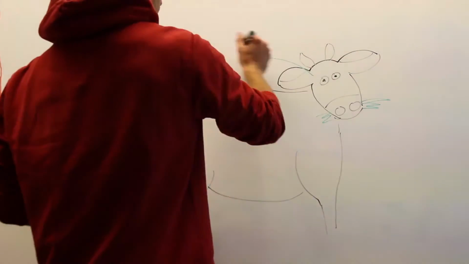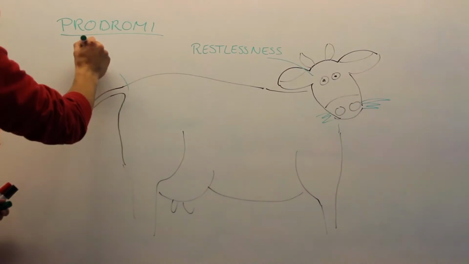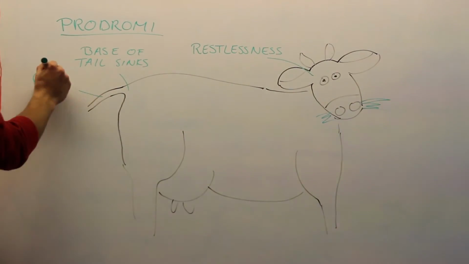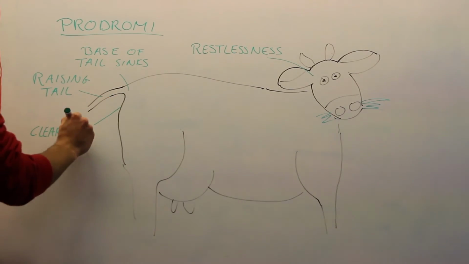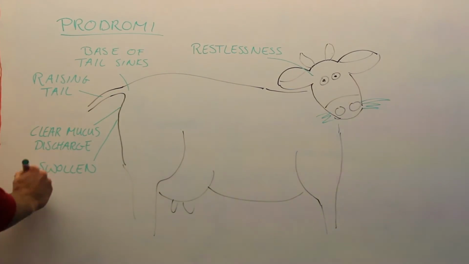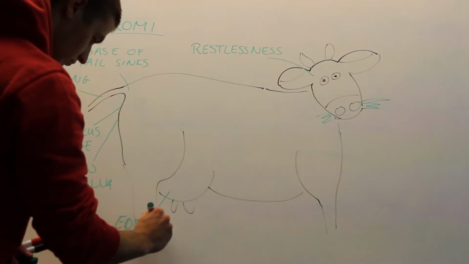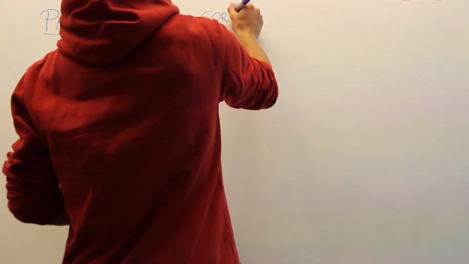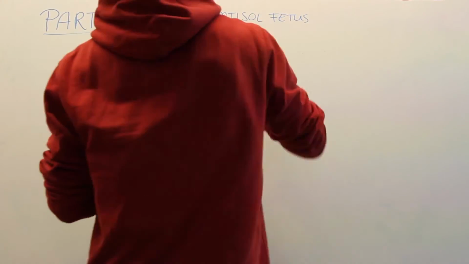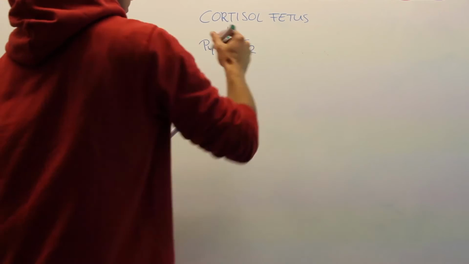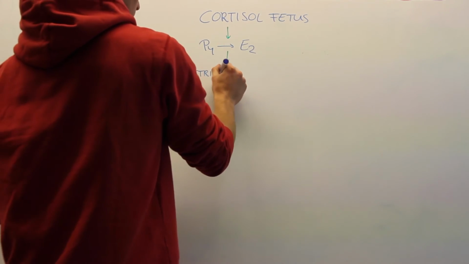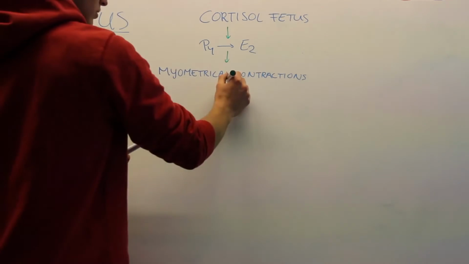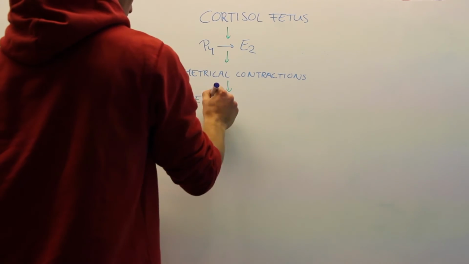Signs that the cow is ready to give birth include restlessness, the sinking of the base of the tail, raising of the tail, clear mucus discharge, a swollen and loose vulva, edema of the udder, and filling of the udder with milk. When the fetus is mature enough to be born, it becomes stressed due to space limitations. This causes the calf to release cortisol, initiating a cascade of events that culminate in the birth of the calf and the expulsion of the fetal membranes.